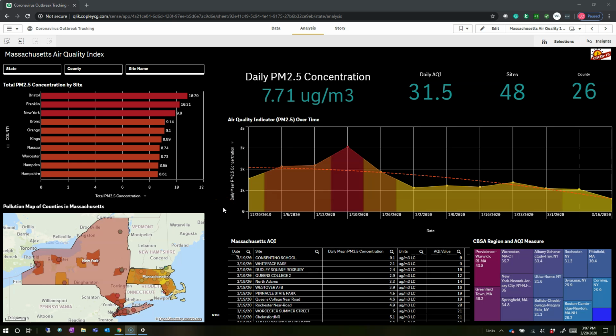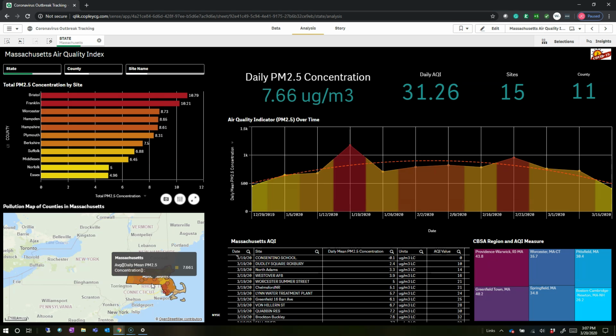Stepping forward in the analysis, you can see how we started to bring in some more information. This is actually air quality data from New York and Massachusetts over time. So daily aggregations of the particulate matter concentration measured in micrograms, and also the air quality indexes that we're looking at. So we can see some counties of concern here and things like that.